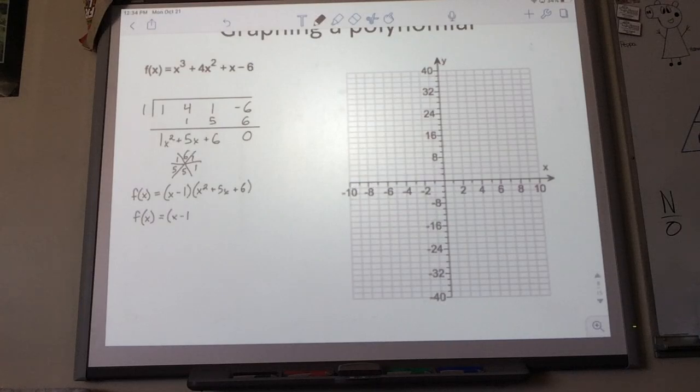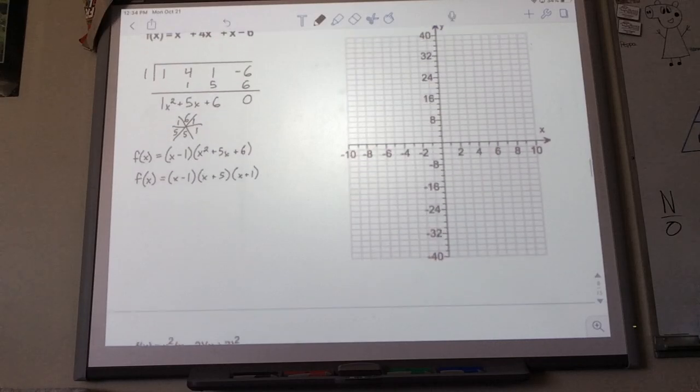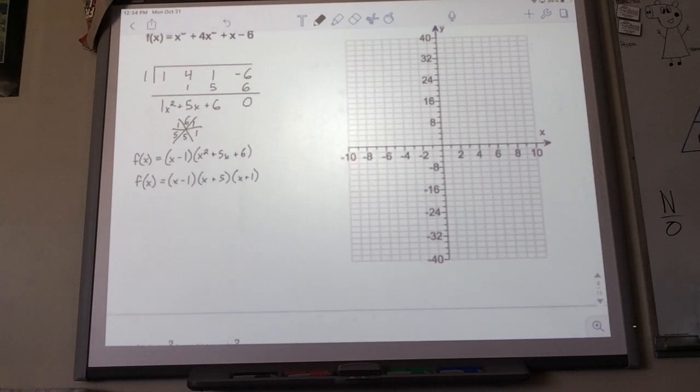x minus 1, and then x plus 5, x plus 1. Okay, I rushed through that, but that's exactly what we've done for 2 days. So we should be pretty good at finding those zeros, and then we can figure out our x's. Our x's are 1, negative 5, and negative 1.